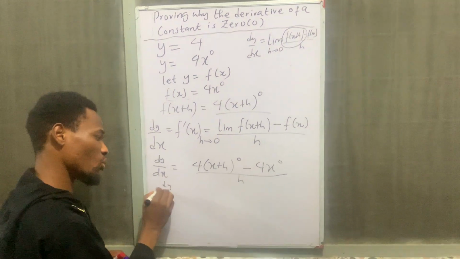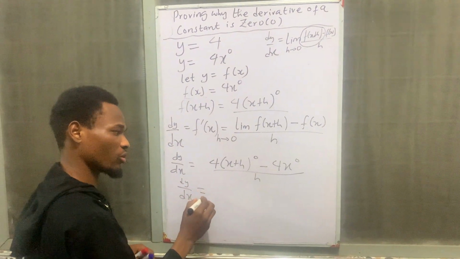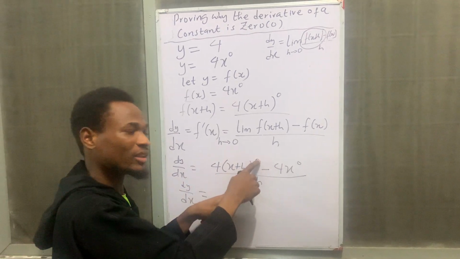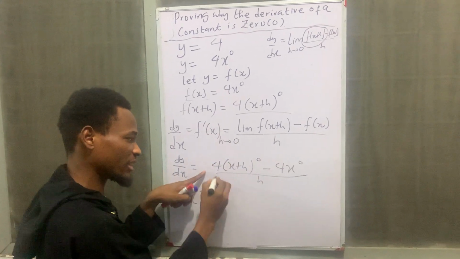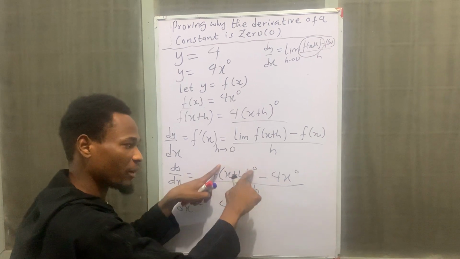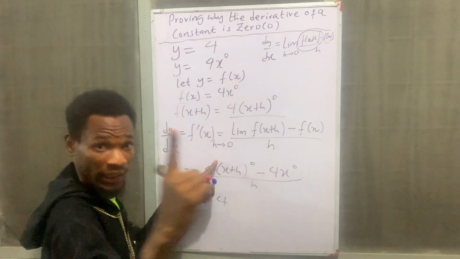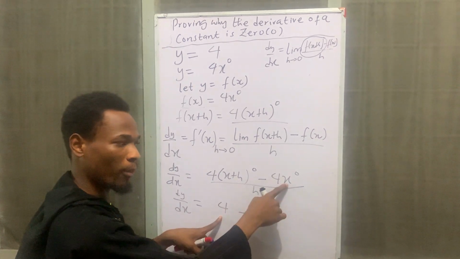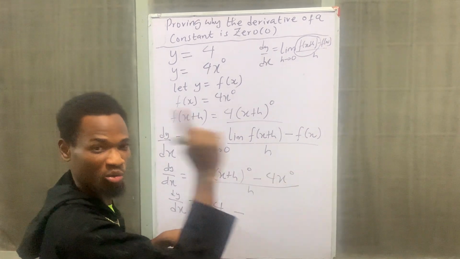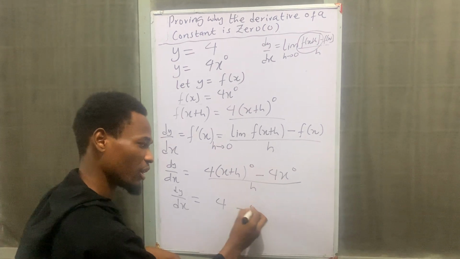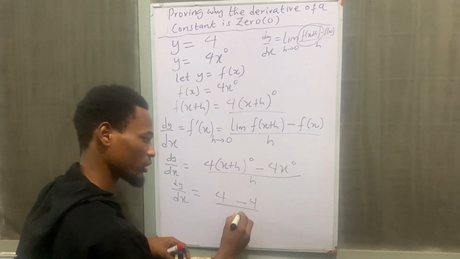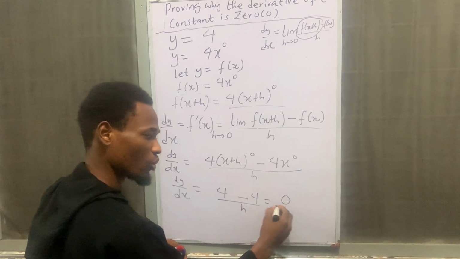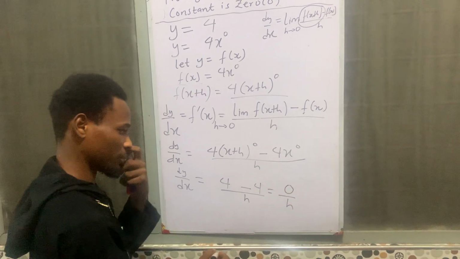Then I have my dy/dx equal to, you know that any non-zero number raised to the power 0 is equal to 1. So therefore this is the same as 4. This expression together with the power 0 will go to 1. That's why I'm writing my 4 minus. The same also applies to the x to the power 0, which will give me 1. So I'll maintain the 4, all over my h. So I'll get 4 minus 4, which is 0, over h.